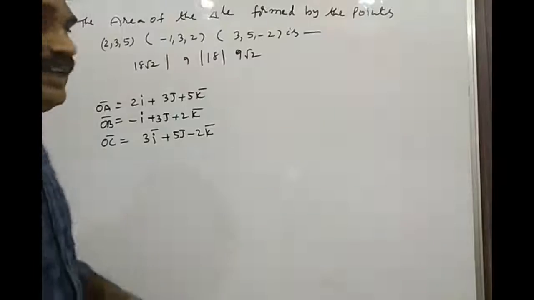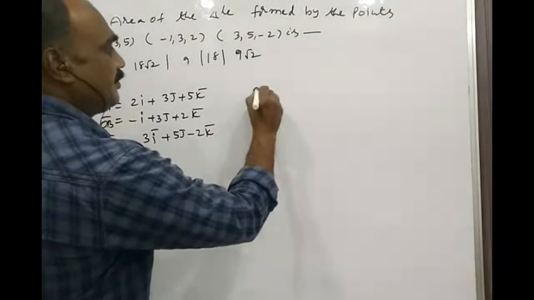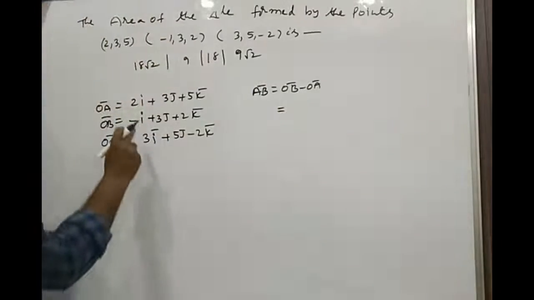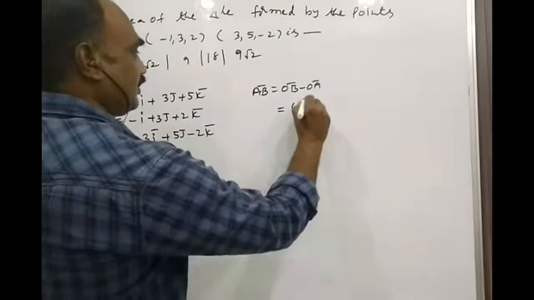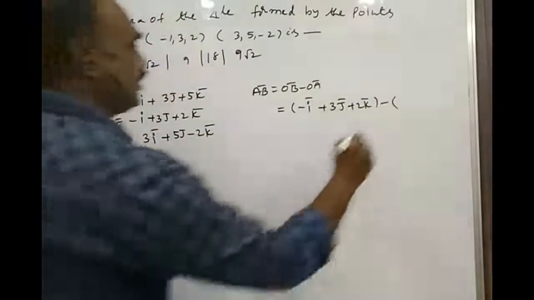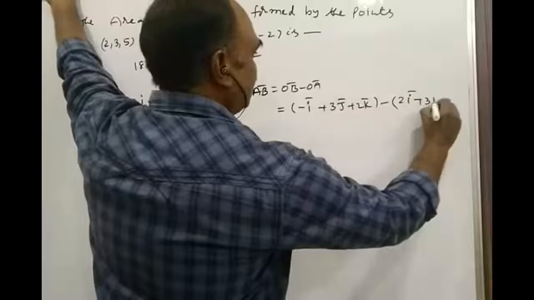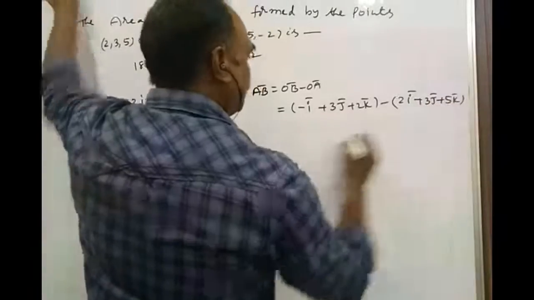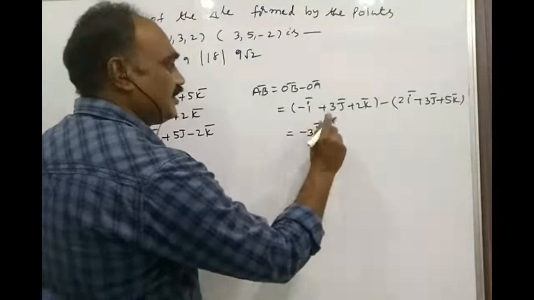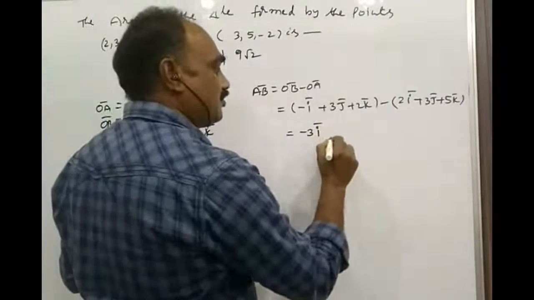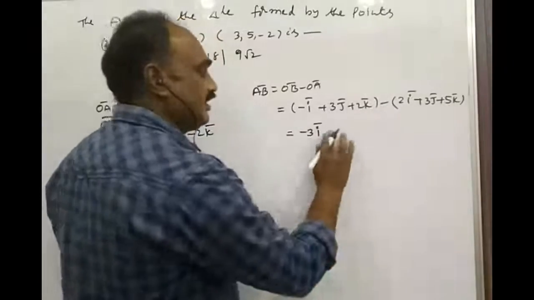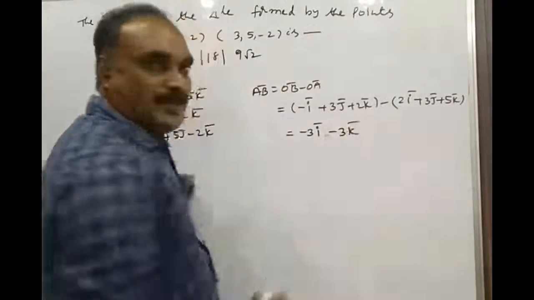Friends, next calculate AB bar. AB bar is equal, formula, OB bar minus OA bar. OB bar minus OA bar is minus i bar plus 3j bar plus 2k bar minus OA bar, which is 2i bar plus 3j bar plus 5k bar. That is equal to minus i minus 2i, minus 3i bar, plus 3j bar minus 3j bar, 0, plus 2k bar minus 5k bar, minus 3k bar. This is AB bar.